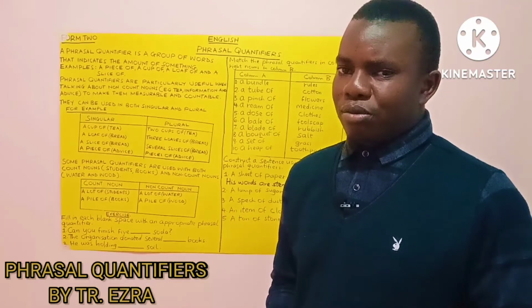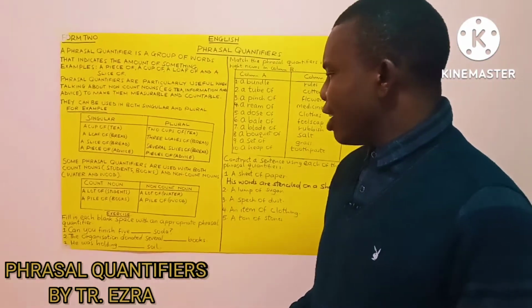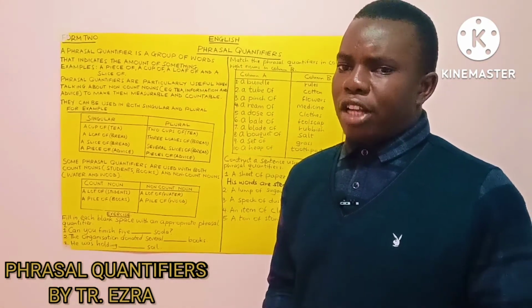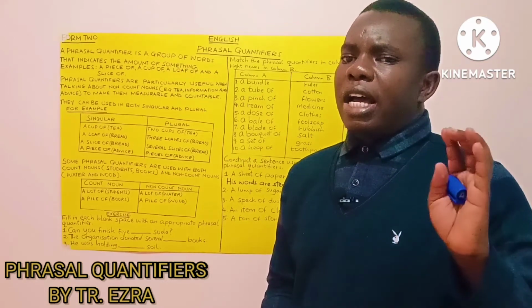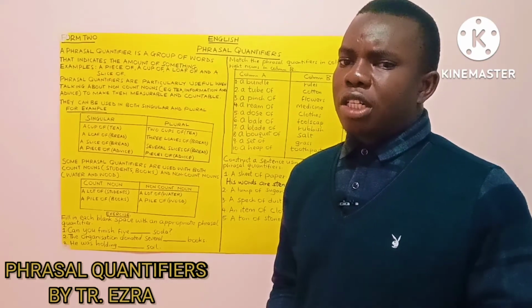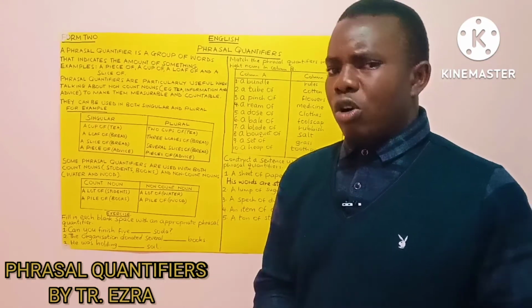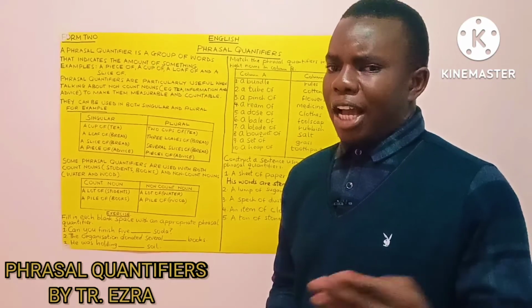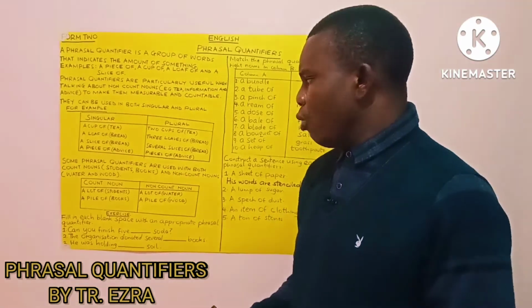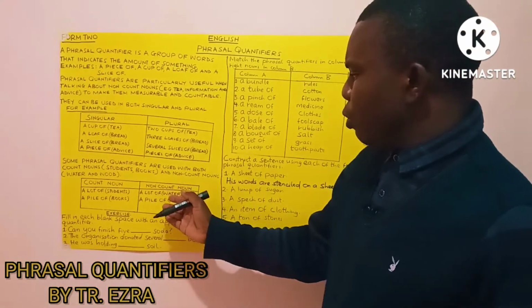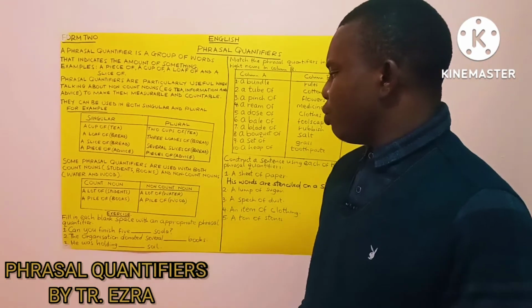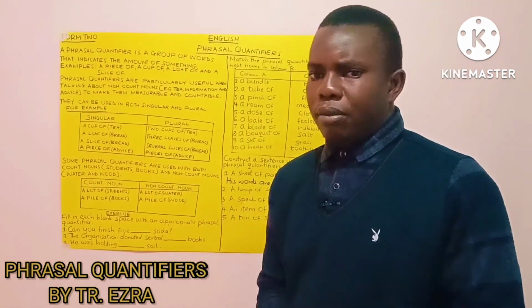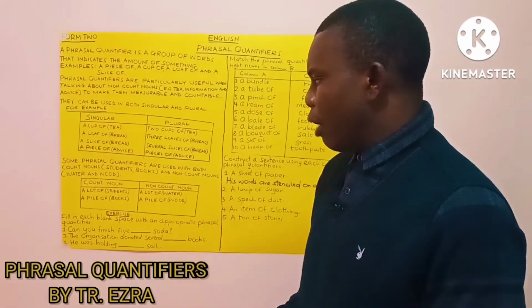Another thing to note about phrasal quantifiers is that inasmuch as phrasal quantifiers, we said, help make non-count nouns measurable, phrasal quantifiers can also be used with both count and non-count nouns. Allow me to draw your attention to the next table where we have count noun on one column, then the other column we have non-count noun.